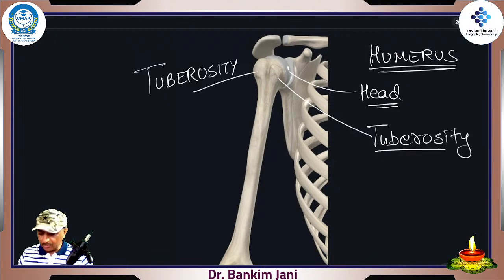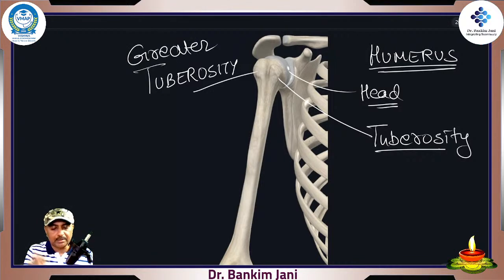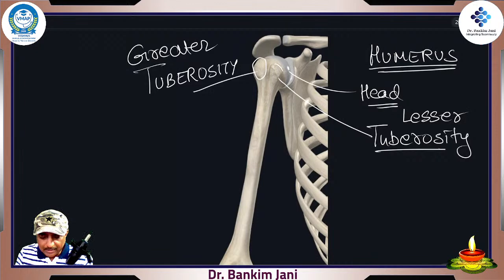Now, if there are two gundas, one automatically becomes senior, one becomes junior, right? So over here, this bigger one is called the greater tuberosity. And this other one, obviously, if he is greater, then this one would be the lesser tuberosity. Because the size is bigger, this one is the greater tuberosity. You can look that this is like a junior one. So he is called the lesser tuberosity.